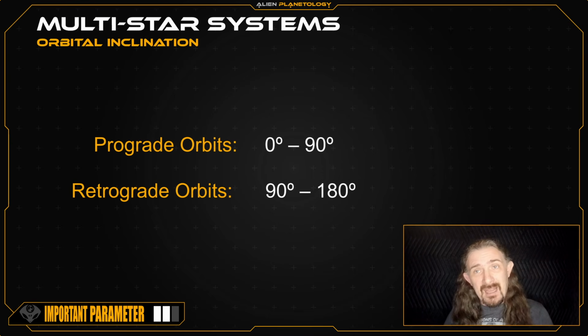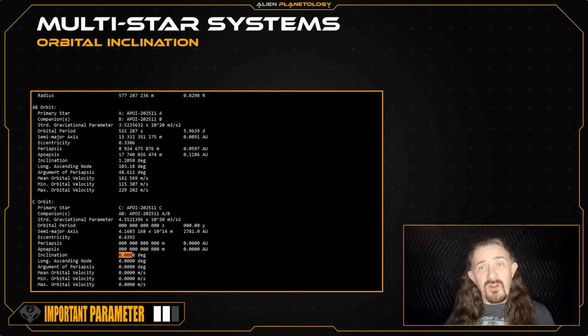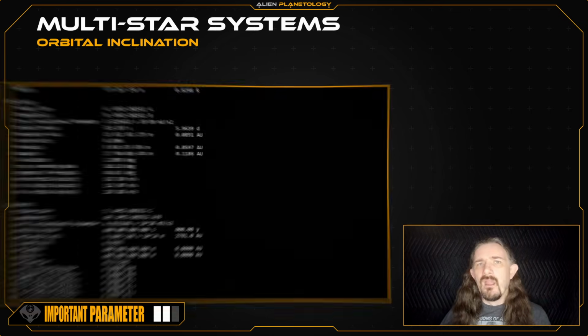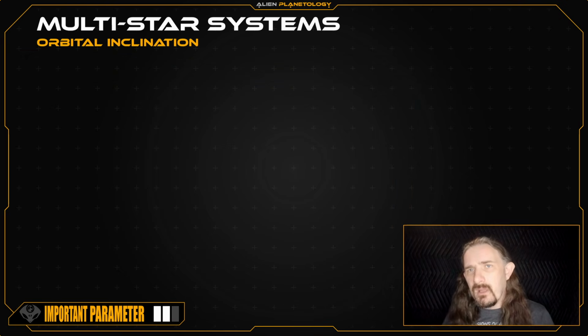Inclinations between 0 and 90 degrees are considered prograde orbits, as the orbiting body revolves in the same direction as the primary object is spinning. Inclinations between 90 and 180 degrees are considered retrograde orbits, as the orbiting body appears to revolve in the opposite direction of the primary's spin when viewing the system from above the primary's north pole. I'm going to set my star's inclination to be a rather steep 62.3 degrees. That takes care of the orbit's vertical component. Next, we need to define its horizontal component.